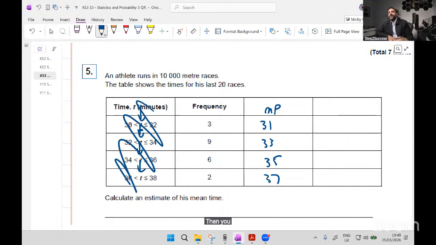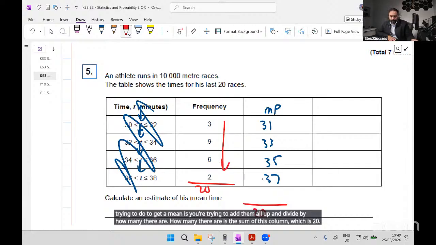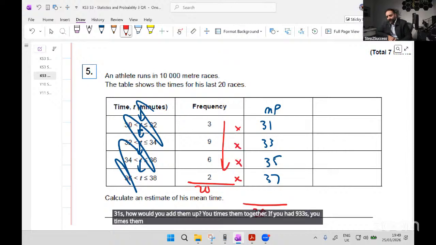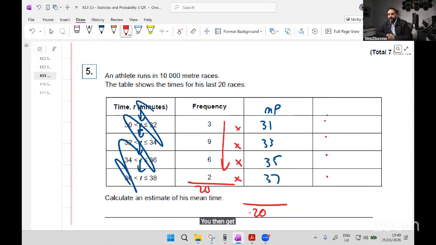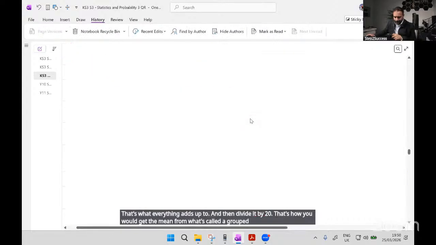Then you can forget about this. Then what you need to do to get a mean is add them all up and divide by how many there are. How many there are is the sum of this column, which is 20. And then to add them all up quickly, imagine you had 3 31s. How would you add them up? You times them together. If you had 9 33s, you times them. You then get new numbers here, use your calculator, add up this number, that's what everything adds up to, and then divide it by 20. That's how you would get the mean from what's called a grouped frequency table.